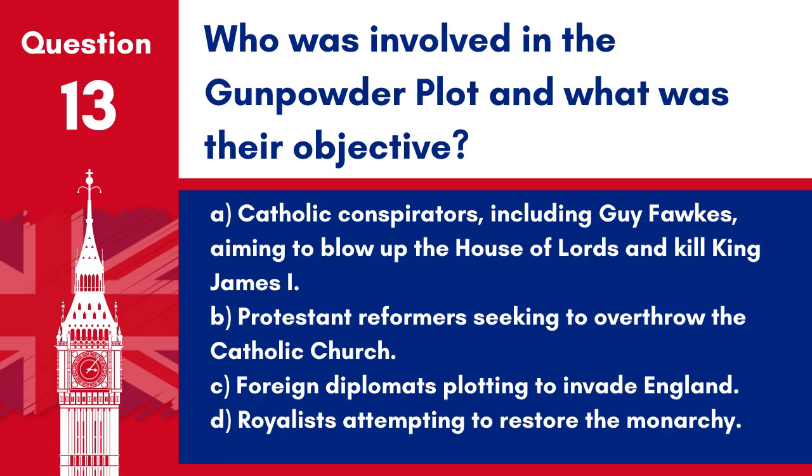A. Catholic conspirators, including Guy Fawkes, aiming to blow up the House of Lords and kill King James I. B. Protestant reformers seeking to overthrow the Catholic Church. C. Foreign diplomats plotting to invade England. D. Royalists attempting to restore the monarchy.